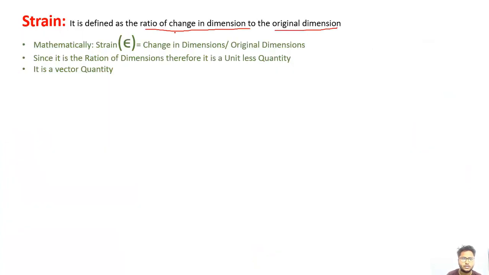So it is defined as the ratio of change in dimension. We can take change in length to the original length, change in width to the original width, or change in height to the original height. So dimension can be anything, but if we are taking height here, then we have to take the original height here. Mathematically, strain is denoted by epsilon. It is defined as change in dimension divided by original dimension. If we use length here, we have to use length also here.